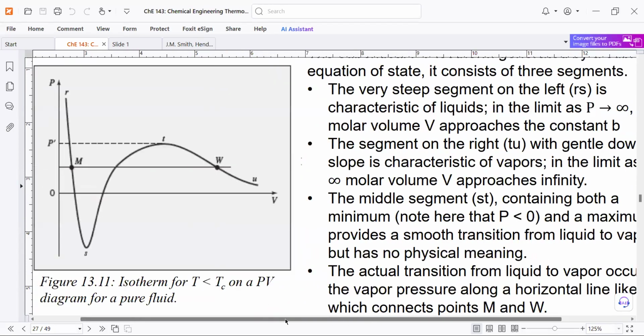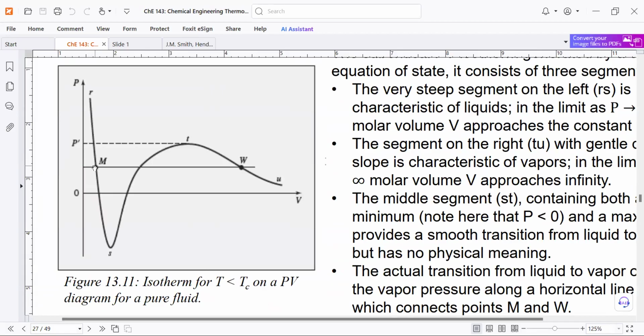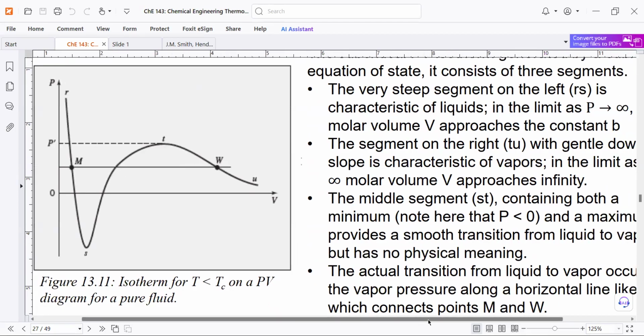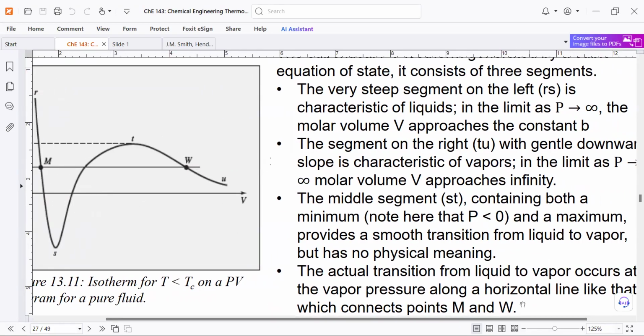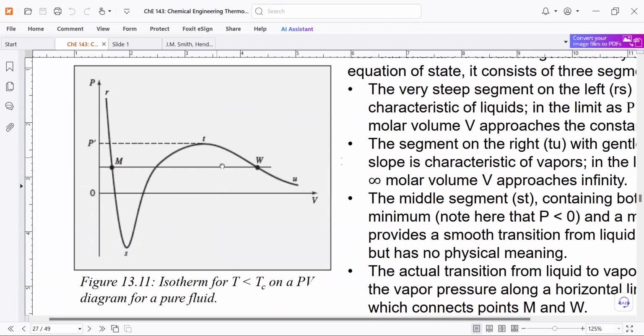How about the middle segment? The middle segment, between S and T or between M and W, you will notice has both a minimum and a maximum. And there's a pressure that is less than zero. So this provides a smooth transition between the liquid and the vapor phases. By the way, segment T to U describes the vapor phase, okay, because P approaches zero or P is very low.